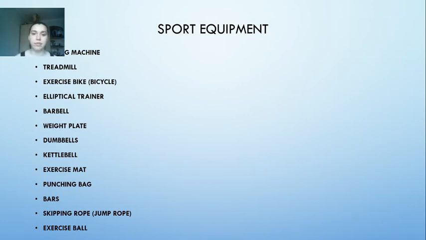Probably everyone from girls to men use dumbbells.